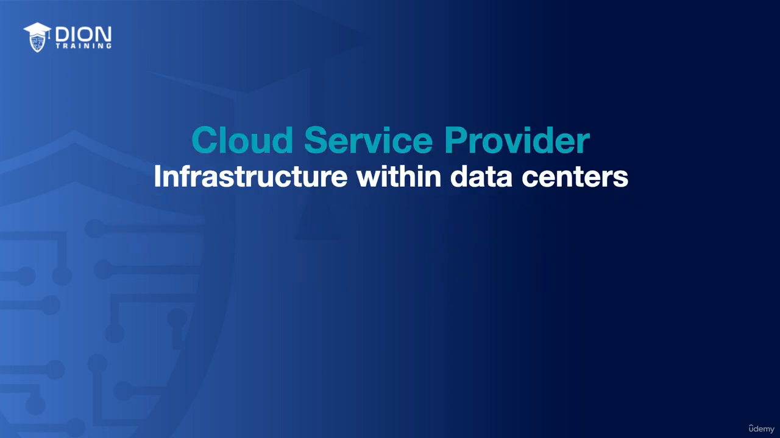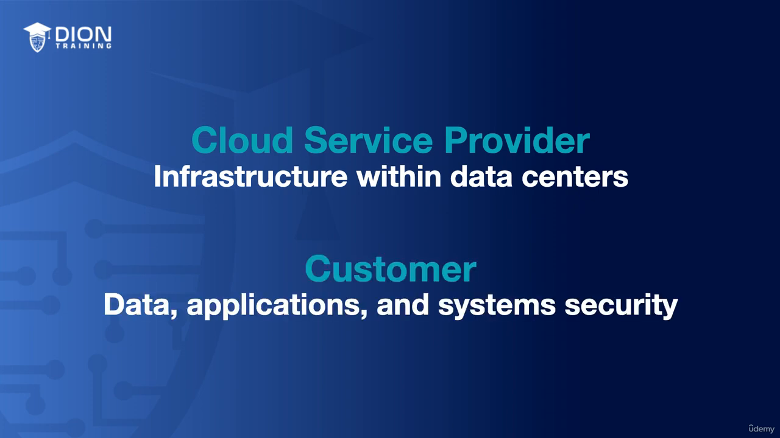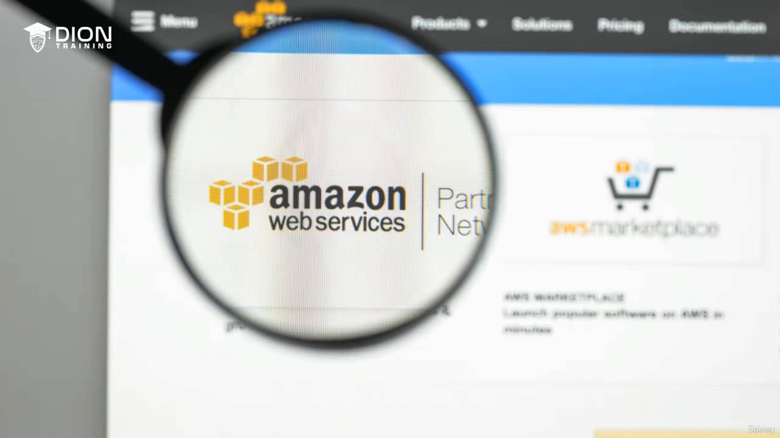In the shared security model, the cloud service provider takes responsibility for the infrastructure within its data centers, while the customer is responsible for the security of their data, applications, and systems. Cloud service providers such as Amazon Web Services, or AWS, carefully outline their responsibilities and those of their customers to ensure that the security gaps are minimized. By defining responsibilities, customers and providers can develop a shared understanding of security risks, controls, and best practices.